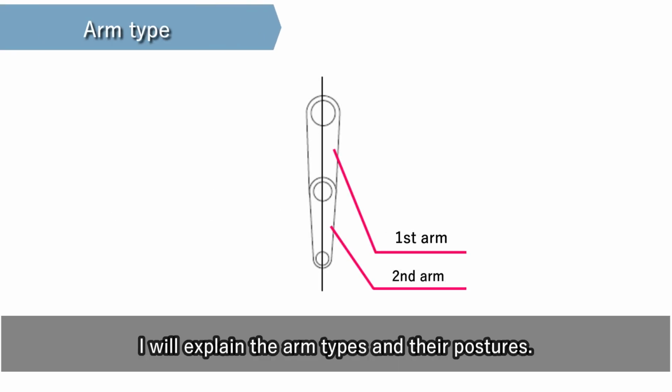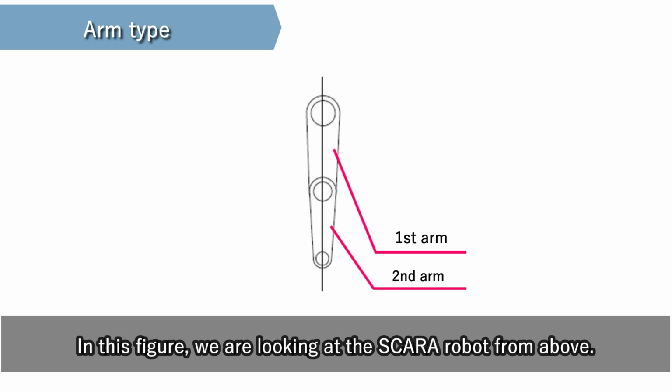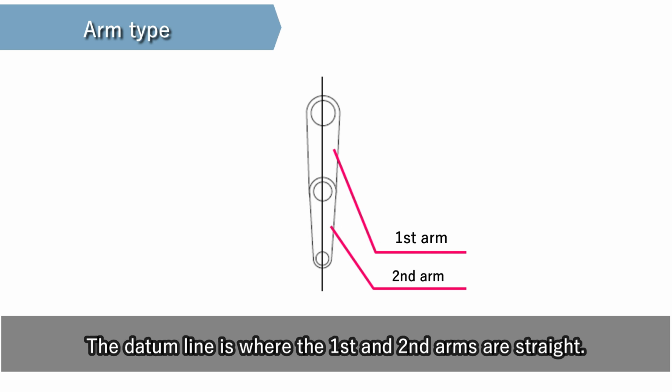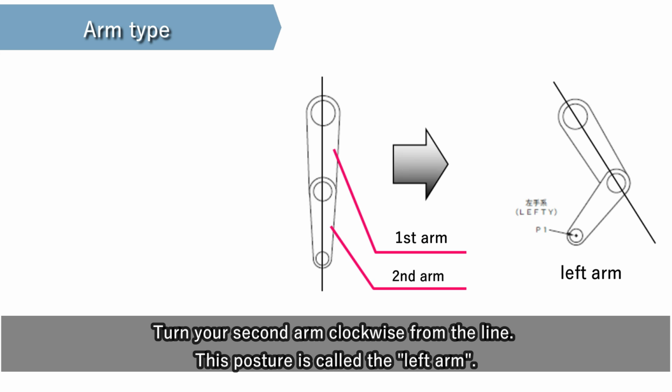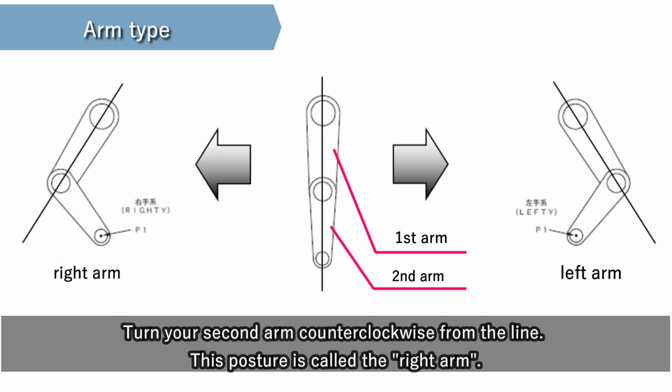I will explain the arm types and their postures. In this figure, we are looking at the SCARA robot from above. The datum line is where the first and second arms are straight. Turn your second arm clockwise from the line. This posture is called the left arm. Turn your second arm counterclockwise from the line. This posture is called the right arm.